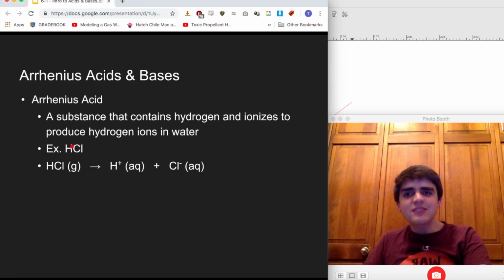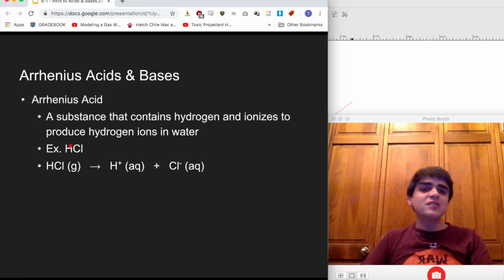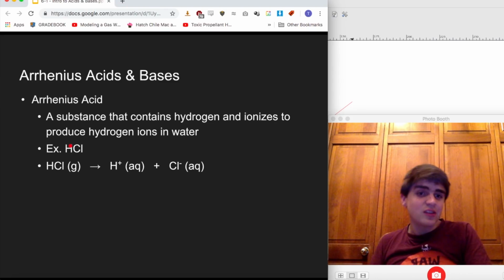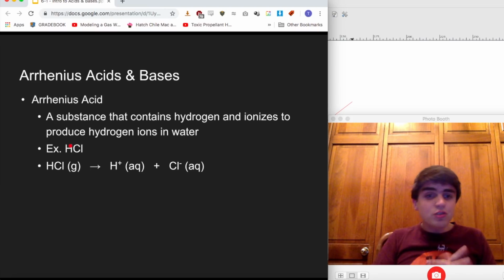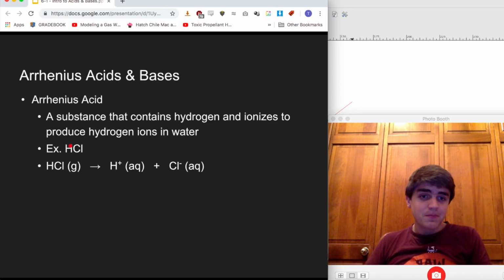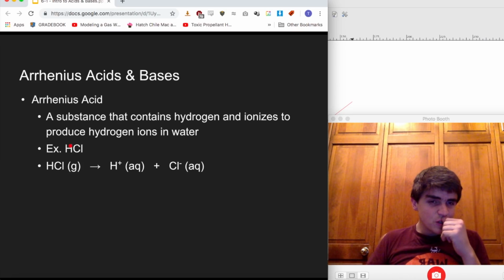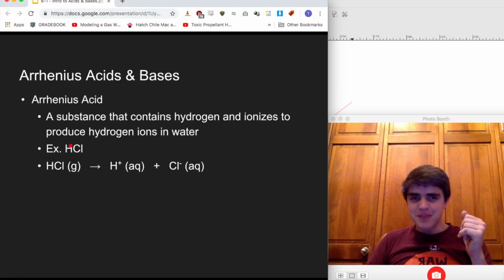So Arrhenius acids pretty much are acids that start with H. It's a really easy way of finding if something's an Arrhenius acid or not. You're literally just looking: does it start with H? Okay, I think that's pretty easy. But remember, this wasn't something we knew even 100 years ago. The discovery of acids and bases is really quite modern.